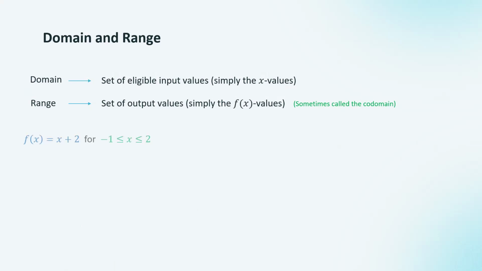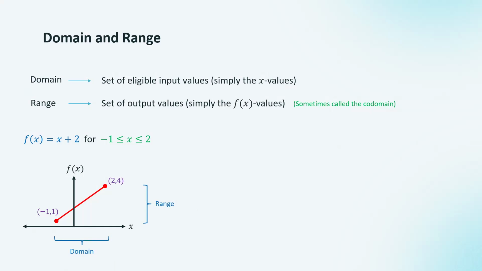Now let's see an example. f(x) = x + 2 for x between -1 and 2, where -1 and 2 are included. In this case, we can draw the graph to illustrate it, and we can denote the coordinates of the left and right boundaries, which are (-1, 1) and (2, 4). Remember again that the domain is the set of eligible x values. So the domain is going to be from -1 to 2. And the range is going to be the set of eligible output values, which in this case is from 1 to 4, as you can see in the graph.